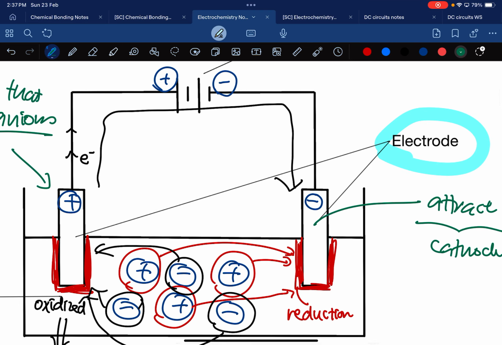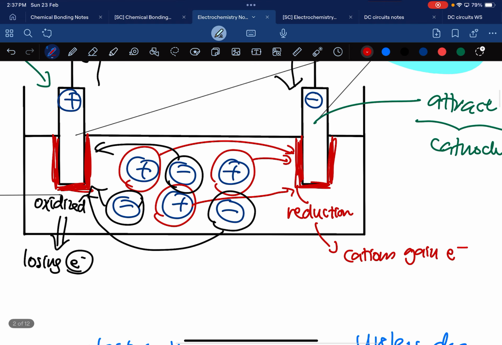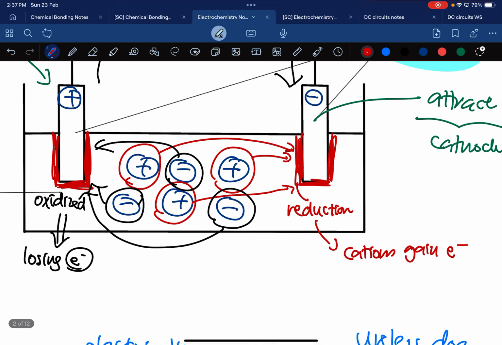So your reduction process over here, right? The cation ions will gain electrons. And the electrons come from where? The electrons came from the anions that got oxidized over there. Clear?